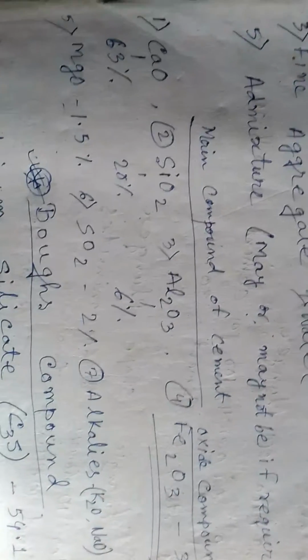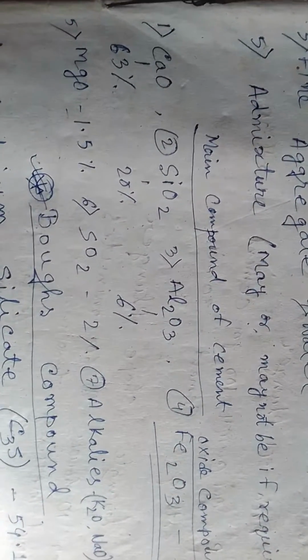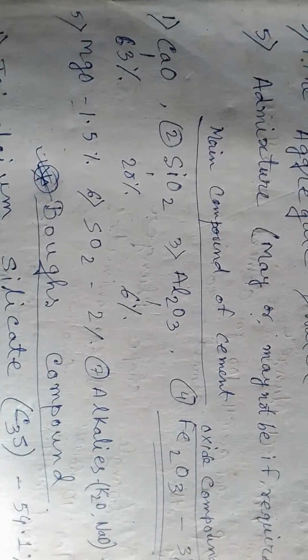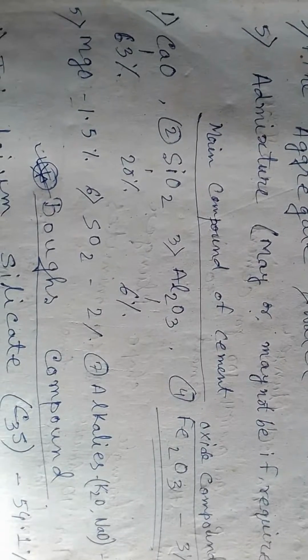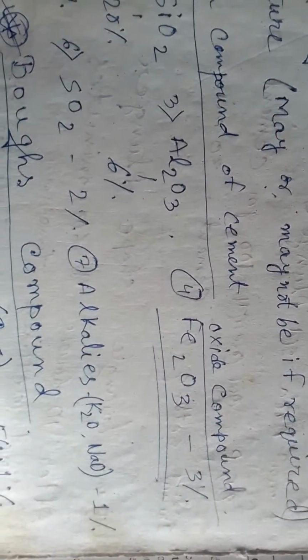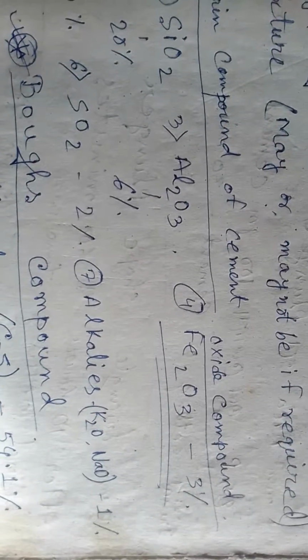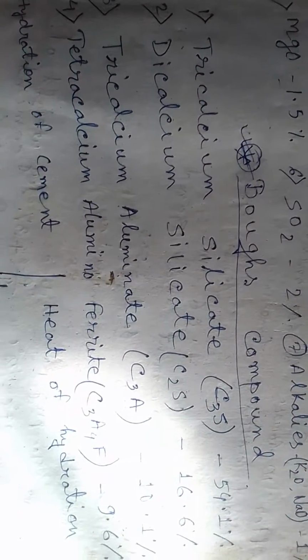Now we must know the main compounds of cement: CaO 63%, SiO2 20%, Al2O3 6%, MgO 1.5%, SO2 2%, alkalis. And what is the oxide compound of cement? Fe2O3, it is 3%.